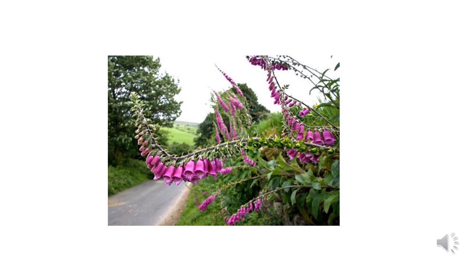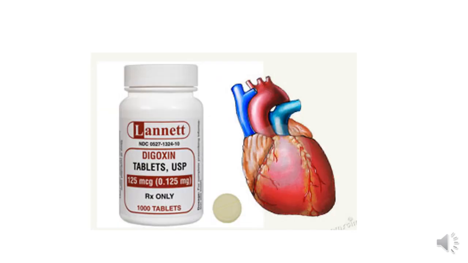So what you see is the plant from which the cardiac glycosides are obtained. This belongs to the family of digitalis. Digoxin is obtained from the species called Digitalis lanata. This is the oral formulation of digoxin, where it is available as a 125 microgram tablet.